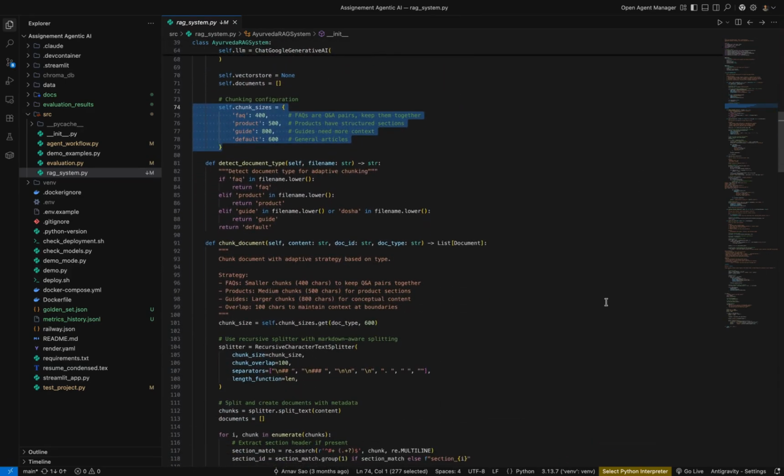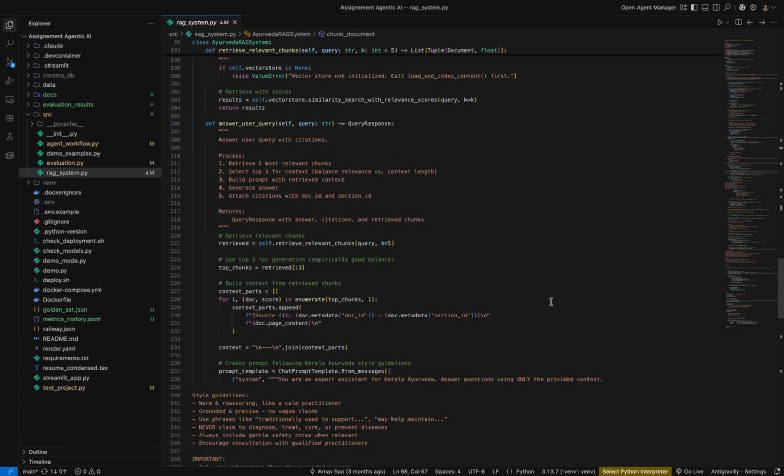First is adaptive chunking. Instead of a one-size-fits-all approach, I implemented adaptive chunking. Q&As are chunked at 400 characters to keep Q&A pairs together, while conceptual guides are chunked at 800 characters to retain broader context. I used a Markdown-aware recursive text splitter to extract section headers automatically, injecting doc ID and section ID into the metadata for every chunk.